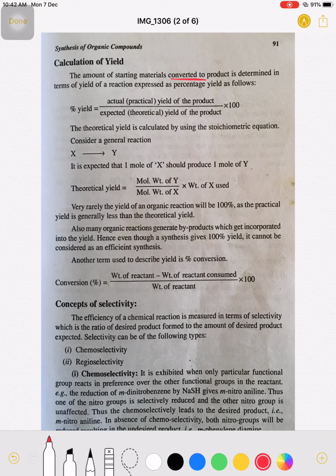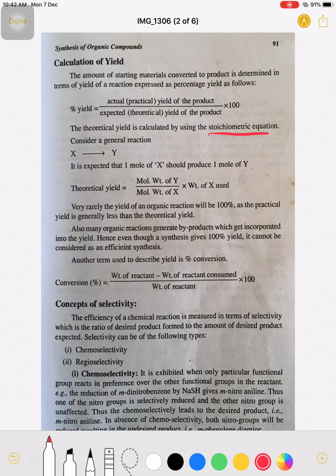That conversion factor gives us how much yield of that reaction is there. So the percentage yield is equal to the practical yield of the product divided by the expected yield of the product. How much percent of product is formed is calculated by this equation: percentage yield is equal to practical yield, how much is formed, divided by how much is expected, into 100. By use of that we can calculate the yield of compounds. Theoretical yield is calculated by using a stoichiometric equation.